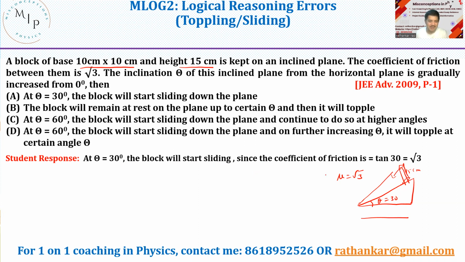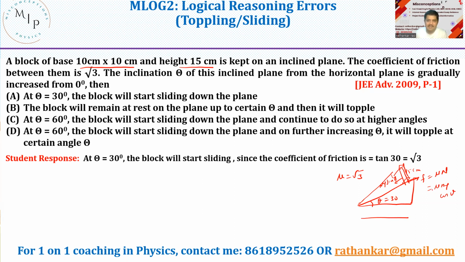Now, what is so special about tan 30? Let us understand the mechanism of sliding. When does an object slide? When you have an object here, the force acting downwards is mg sine theta. It acts at the center of the block. And there's a frictional force here. What is the frictional force? Frictional force is mu times N, where N is mg cos theta.